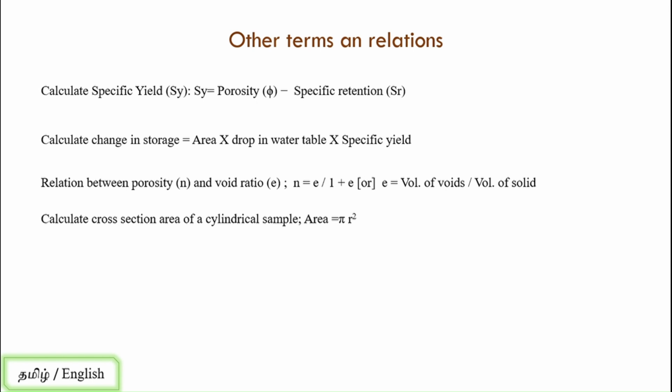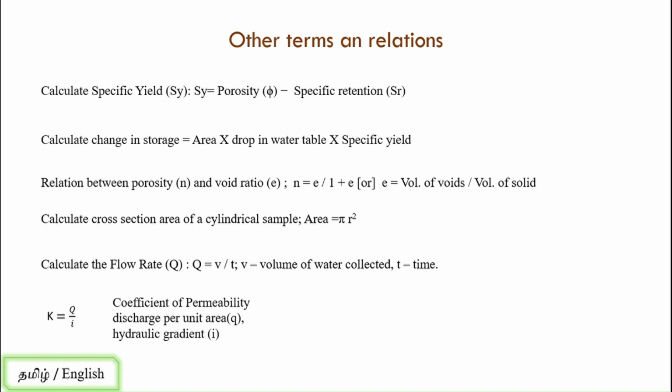which can be used to find Darcy's flow rate or anything in this way. The next one is the calculation of flow rate Q, which is equal to V by t, where V is the volume of water collected over time t. So this will give the flow rate. Okay. The last one is the coefficient of permeability, that is K, which is equal to q by i, that is the discharge per unit area by hydraulic gradient. We had discussed the coefficient of permeability K in the earlier session also, which is equal to discharge per unit area by hydraulic gradient.